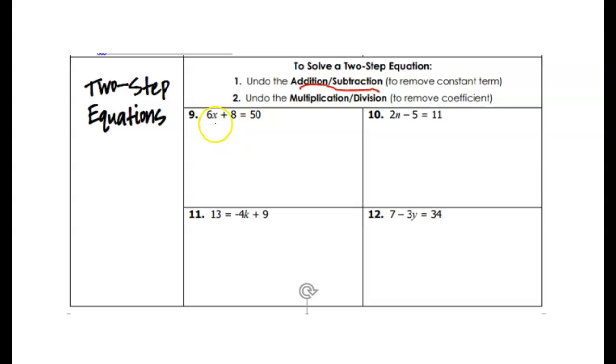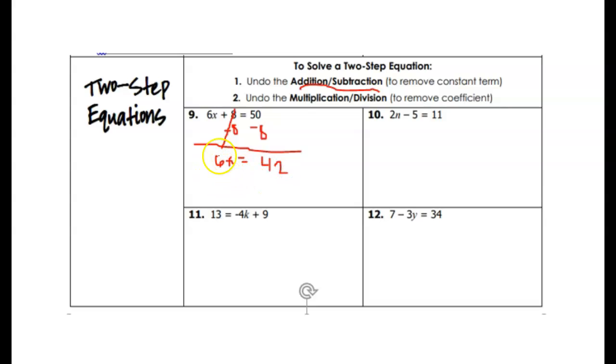If I look at example 9, 6x plus 8 equals 50. I'm going to handle the addition first. That means that I am going to do the opposite, the inverse operation of adding 8. I'm going to subtract 8 on both sides of the equation. Now remember that balance vocabulary. We've got to balance the equation. On the left side, the 8's cancel, so I just have 6x. And then on the right side, I'm left with 42.